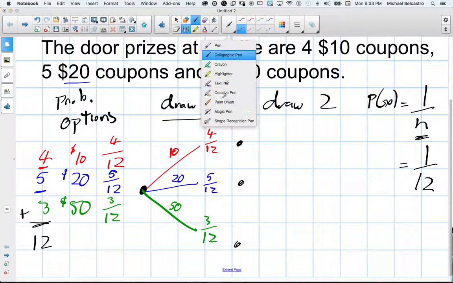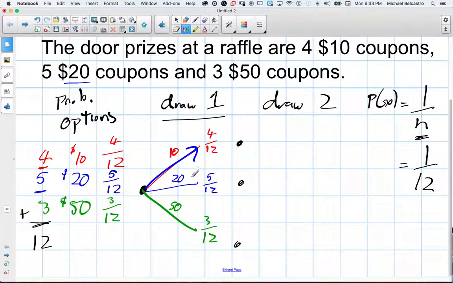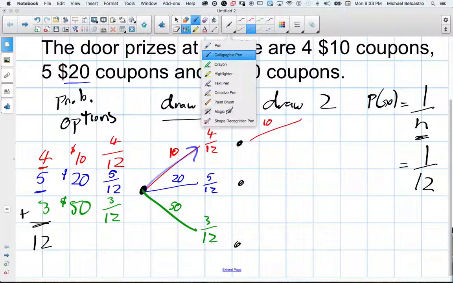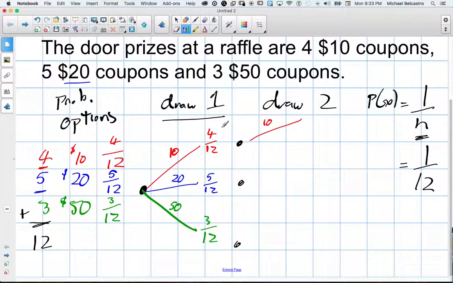Let's assume we take path number 1, and we get a $10. What's the probability then of the next draw? Well, of getting another $10, this is where the information is dependent. I've already drawn one of the $10 coupons, so there is no longer 4 left. There are only 3 left. And not only are there only 3 left, there are no longer 12 tickets to draw from. Because we also drew one of those out, there are now only 11 tickets to draw from. So that probability has changed from the first to the second draw.